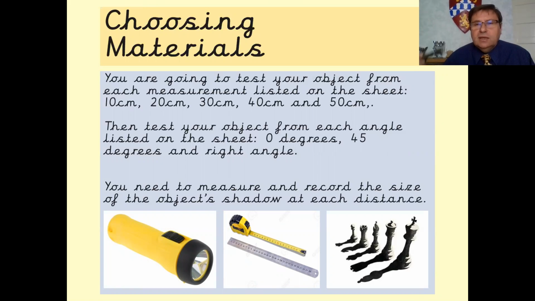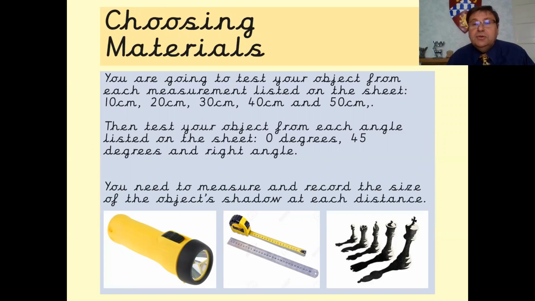So keeping the light source in the same place, I want you to measure it at 10 centimeters, 20 centimeters, 30 centimeters, 40 centimeters, and 50 centimeters. Recording your results, you're measuring the distance from the torch to the object, and then the distance of the shadow that creates.